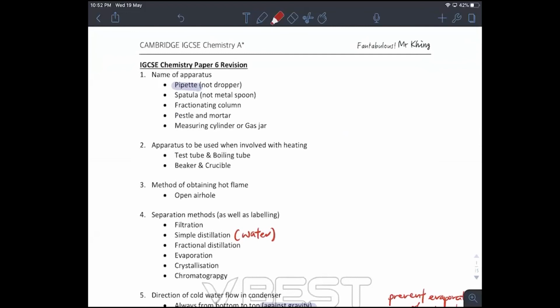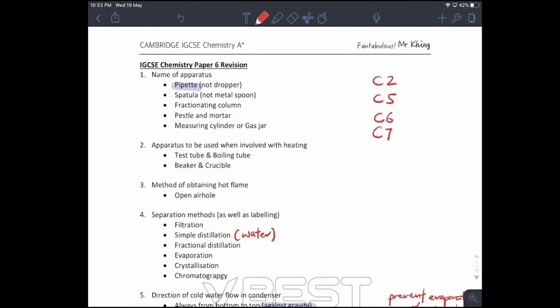But of course, not all the chapters are important for paper 6. There are a few chapters that you have to take notes for the paper tomorrow. For example, chapter 2, which is the separation method: all the apparatus, all the separation. Then chapter 5, electrolysis. Electrolysis is important for paper 6. And then also chapter 6 and chapter 7.